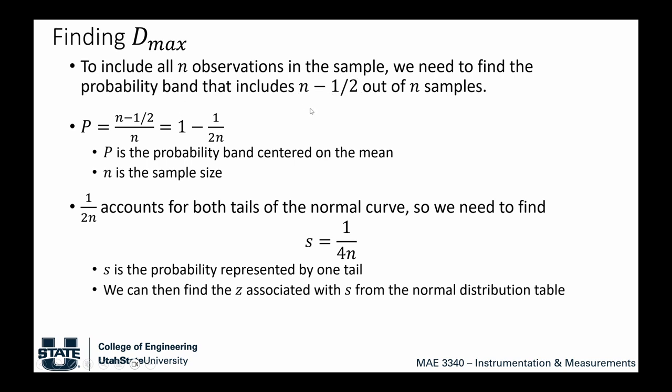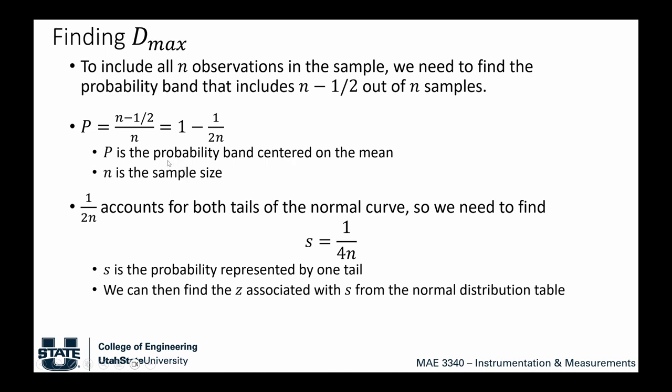So this is Chauvenet's contribution here, as he set this limit and said number of samples minus 1/2 out of the total number of samples that we have in the sample population. So the probability of that is n minus 1/2 over n. So if we put a 1 in here, because we have n over n, which is 1 minus 1 over 2n, we can simplify this down.